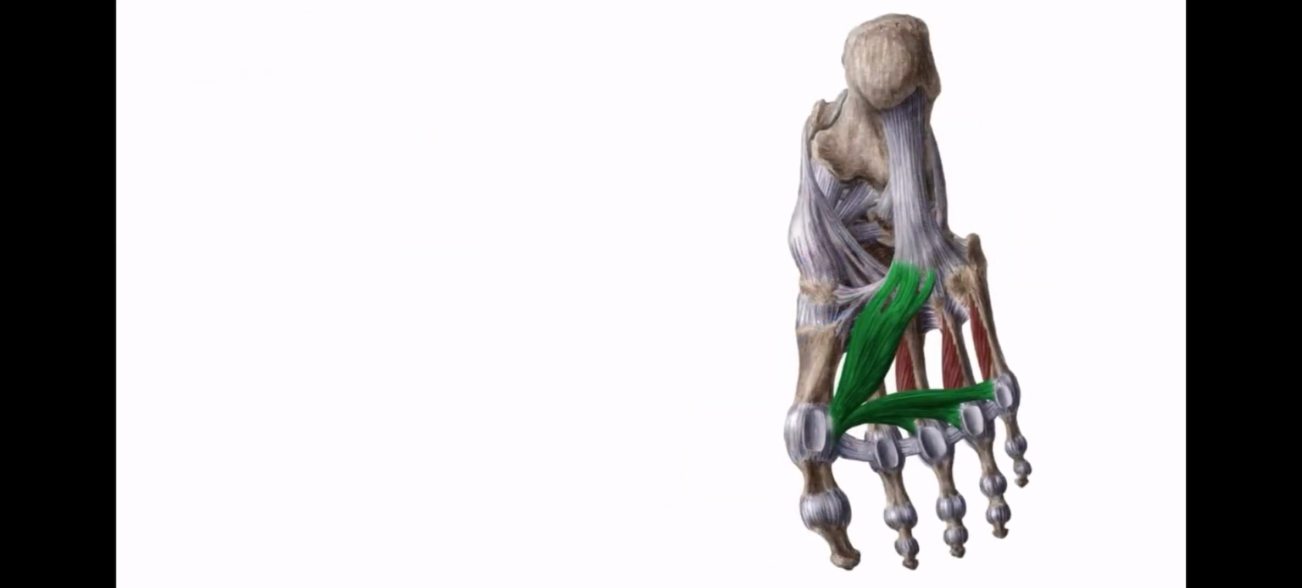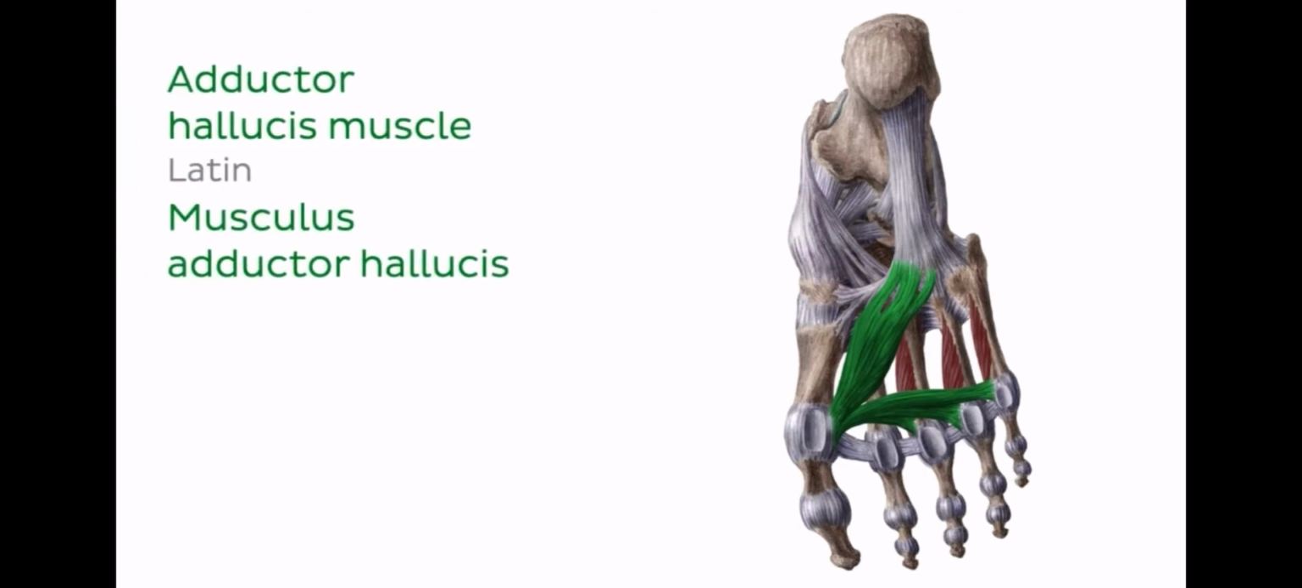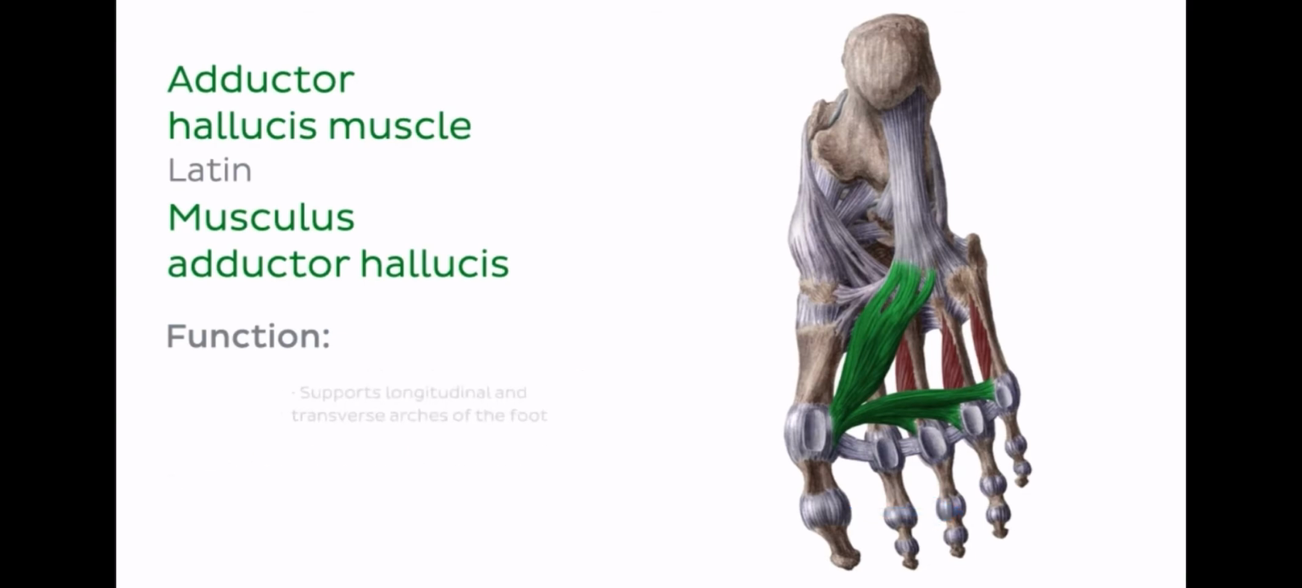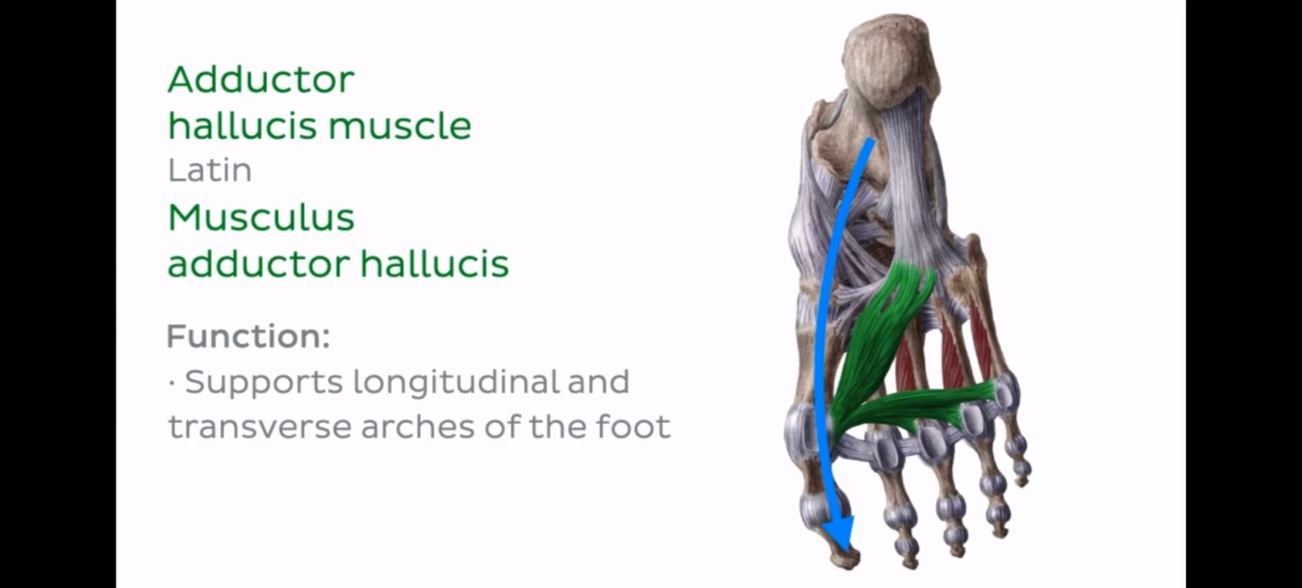Let's move on now to talk about the adductor hallucis muscle. And as you can see in this image, it's a two-headed muscle with our favorite little head popping up. And the function of the adductor hallucis muscle includes the flexion of the big toe at the metatarsophalangeal joint and adduction of the big toe. The adductor hallucis muscle also helps support the longitudinal and transverse arches of the foot, the longitudinal one being the vertical line in this image and the transverse one being the horizontal one.